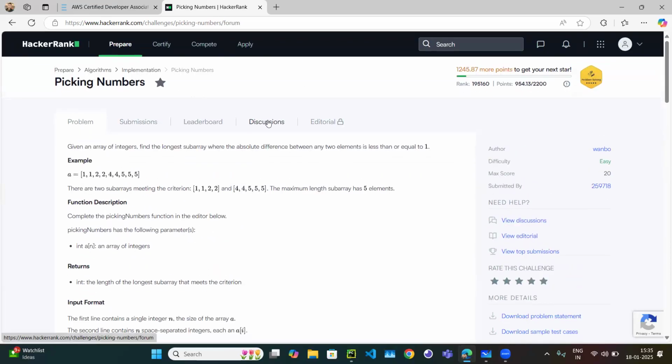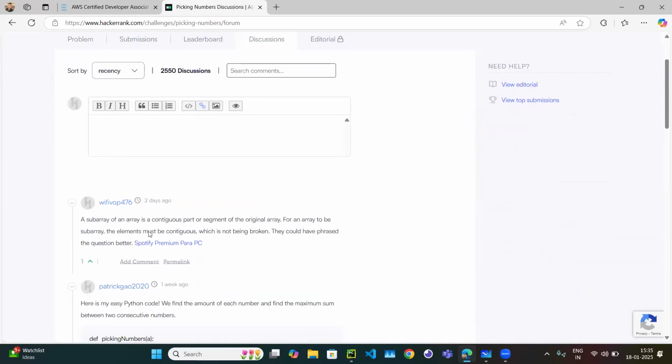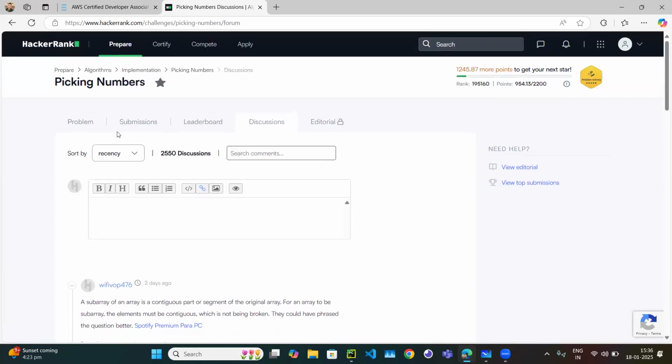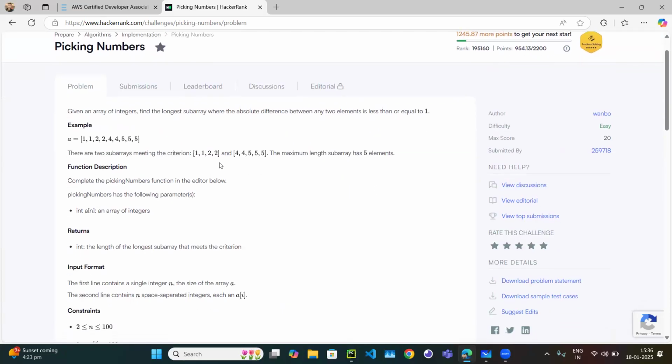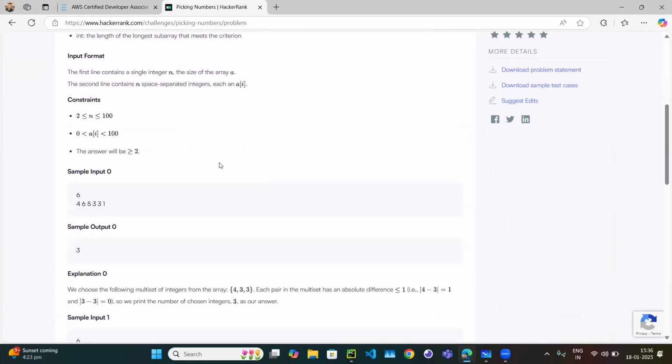That's why, if you go to the discussion tab, somewhere a person has commented as well: a sub-array is a contiguous part of an array, and they could have phrased this question better. So basically, it is a problem of subsequence kind of thing, not a sub-array. All right, then how are you going to solve this problem?